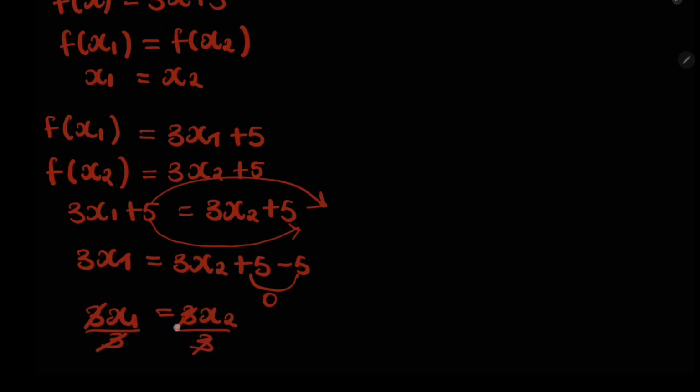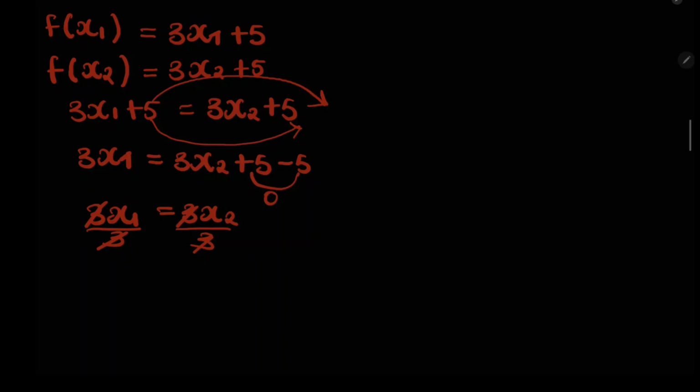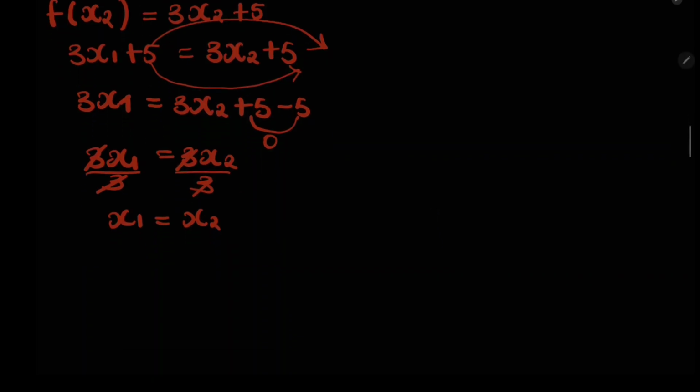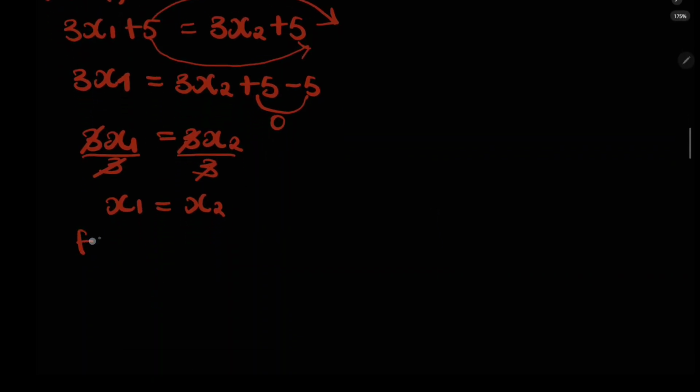So the 3's will cancel out, obviously. So we end up with x1 equal to x1. So this case is a yes. So we can say that our f of x is a one-to-one function.